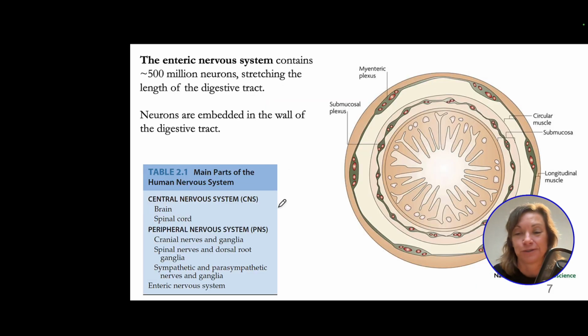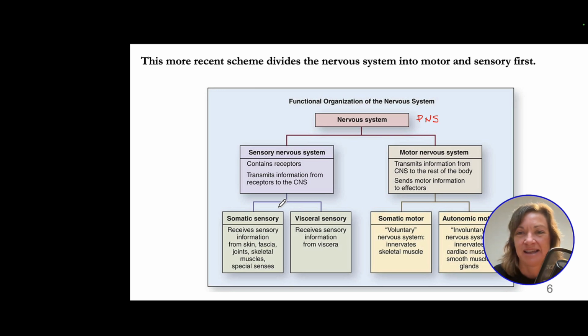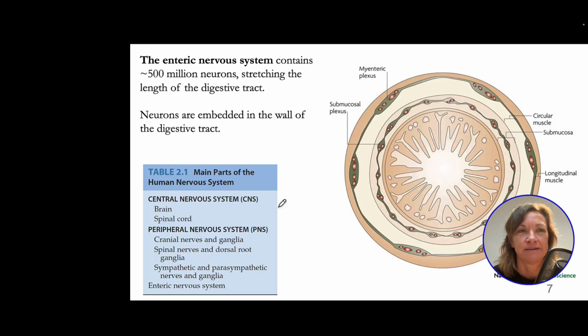What that functional classification is missing is sort of a third division, which you're going to hear functionally, which is the enteric nervous system. So the enteric nervous system is embedded in the walls of the intestines, the digestive tract, and it's absolutely huge, contains about 500 million neurons, and that includes sensory and motor and interneurons, stretching the entire length of the digestive tract.